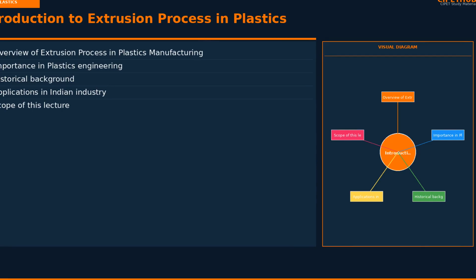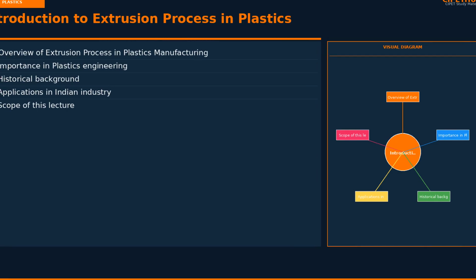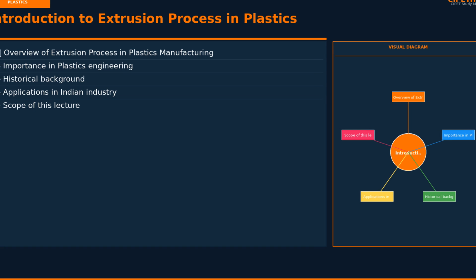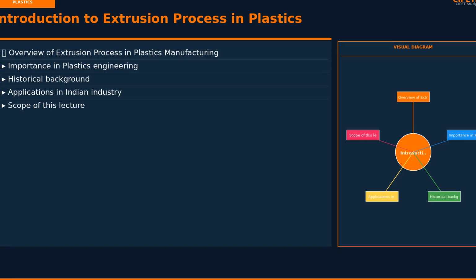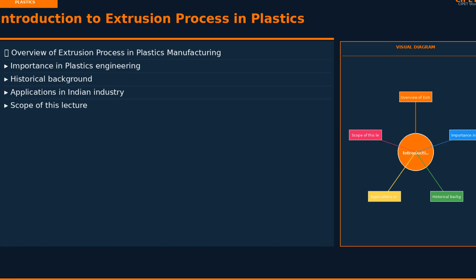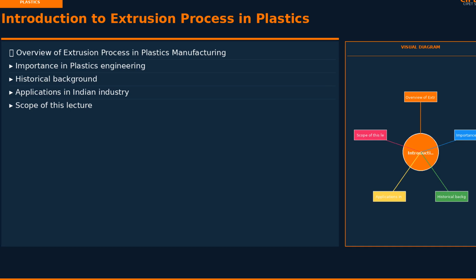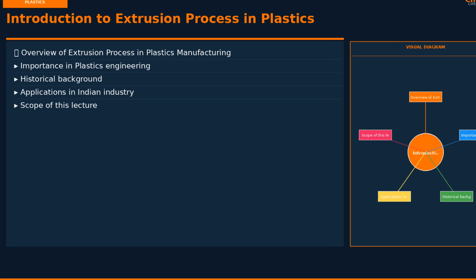Dear students, today we will study extrusion process in plastics manufacturing. This topic is extremely important for plastics engineering students. Companies like Reliance, Tata, Supreme and Astral use these concepts extensively. This is important for your CIPET semester exam. Let us start our journey.